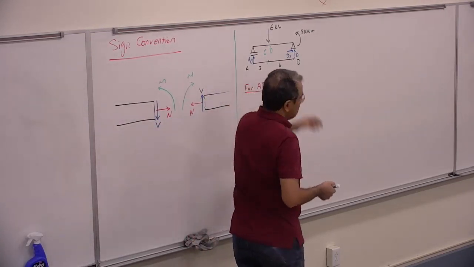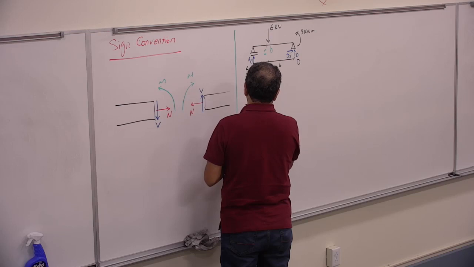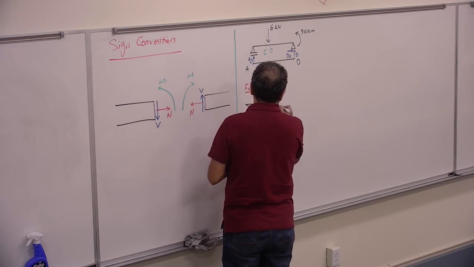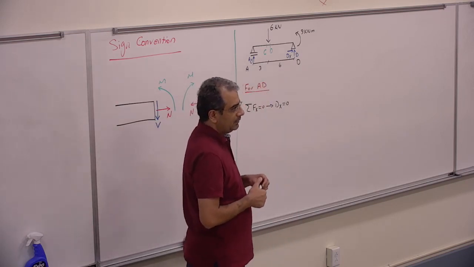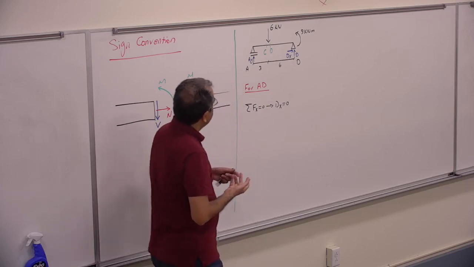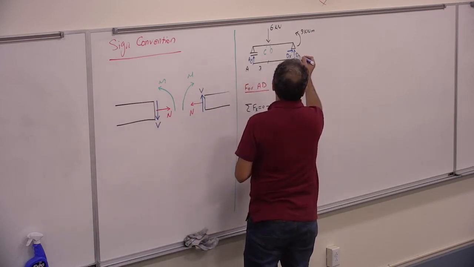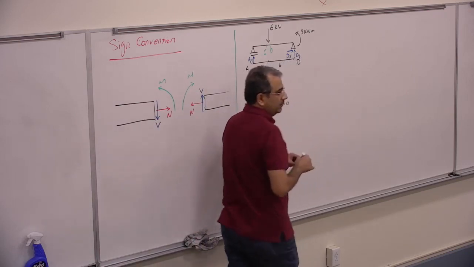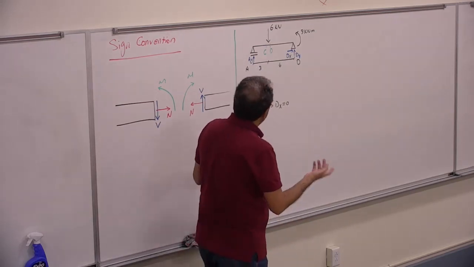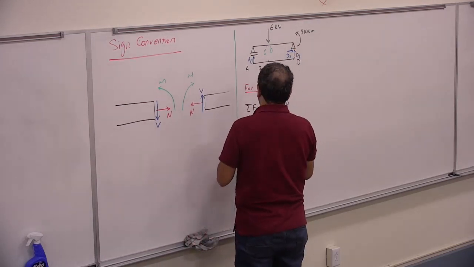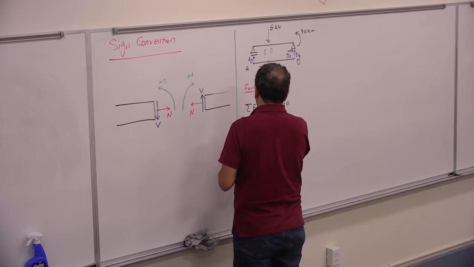So sigma Fx equals 0, what will you say? Dx is 0, because I don't have any force in the x direction, right? Then sigma Fy equals 0, I will end up with two unknowns, AY and DY. So I have to write the moment about one of the points. For example, if I write sigma M about D equals 0, assume counterclockwise positive.